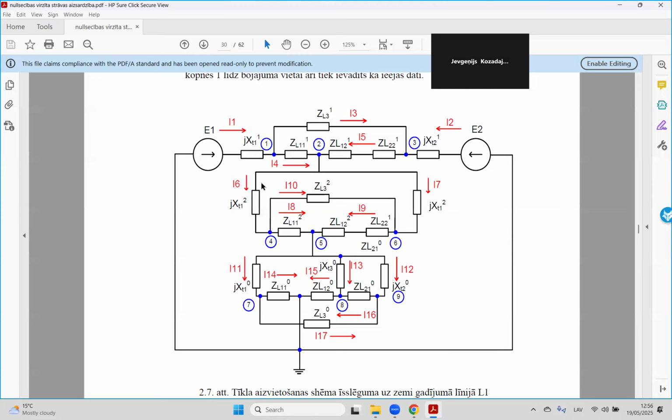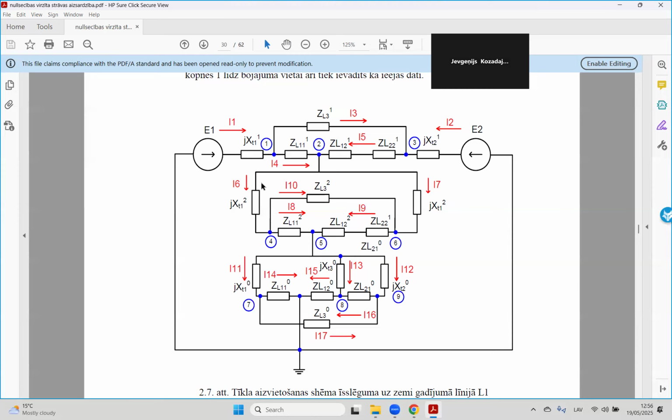Ground fault is when one phase is connected to the ground. We use the positive sequence scheme. It is here, the upper loop, and inside. You can see this is marked with the sequence name. Here, all elements have the number 1. For the negative sequence, all elements have the index 2.